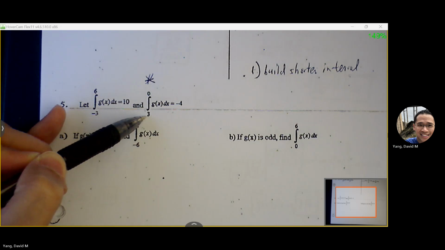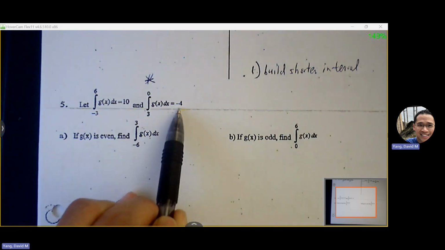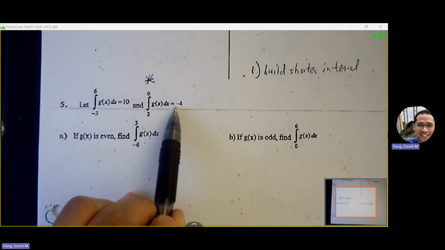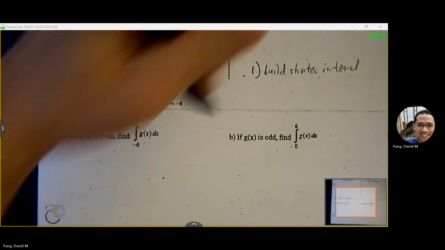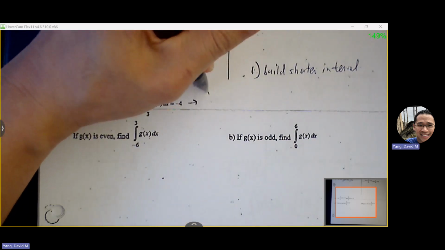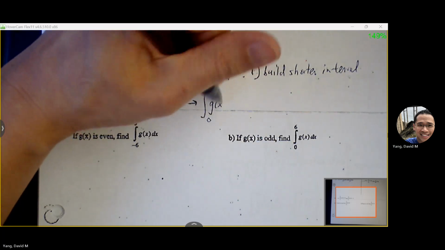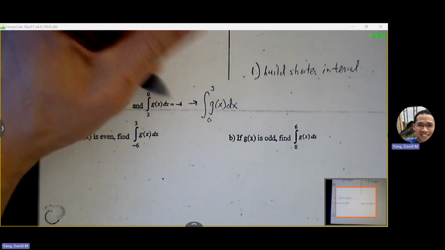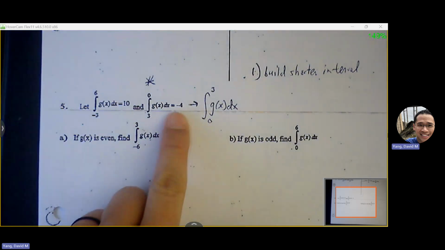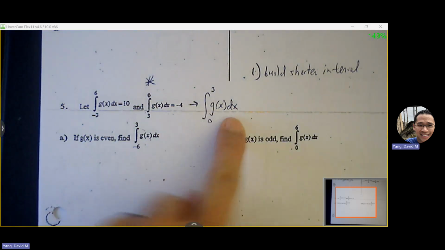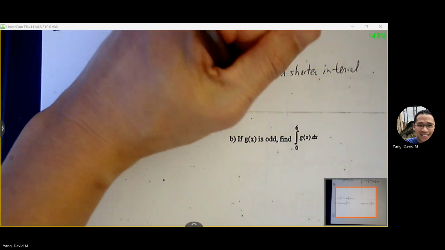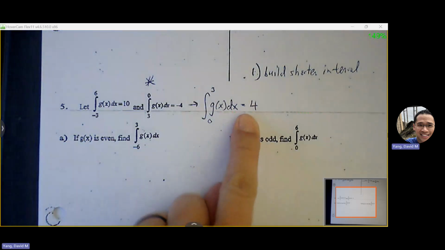From lower to higher, right? So from 0 to 3. So this -4 is kind of misleading. So if I rewrite this, this is really showing us an area that's +4, right, above the x-axis.